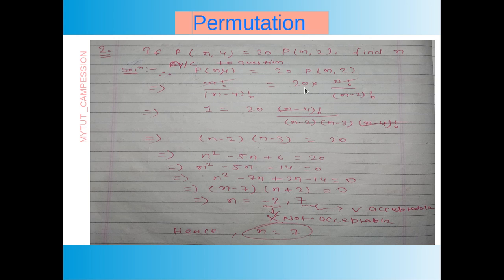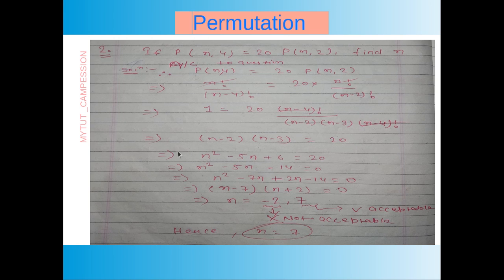Now multiply this term on the RHS. Now we get 1 equal to 20 into (n minus 4) factorial divided by (n minus 2) into (n minus 3) into (n minus 4) factorial. We can expand this (n minus 2) factorial. We get (n minus 2) into (n minus 3) into (n minus 4) factorial. So (n minus 4) factorial and (n minus 4) factorial get cancelled. Then go to the LHS. This term goes to the LHS. (n minus 2) into (n minus 3) equal to 20.